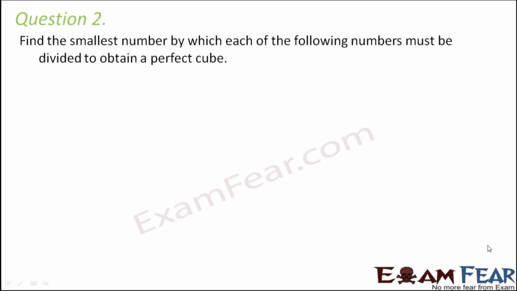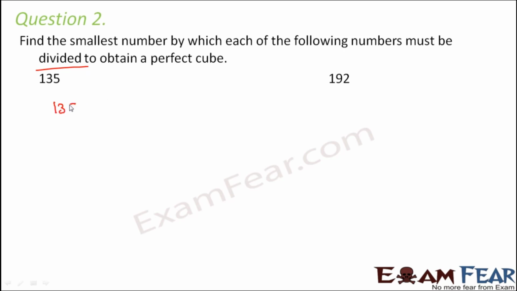Question number 2. Find the smallest number by which each of the following numbers must be divided to obtain a perfect cube. So I think the approach would remain the same, just that instead of multiplying this time, what is that number by which we should divide? So the numbers are 135 and 192.